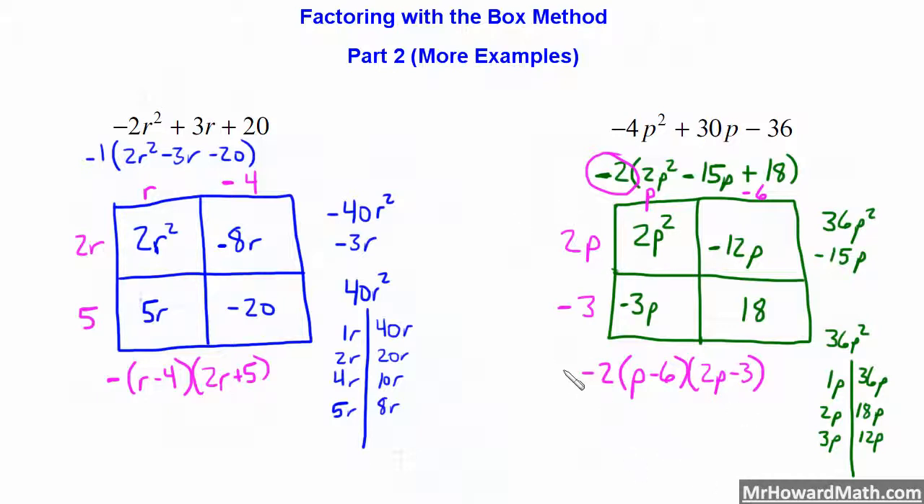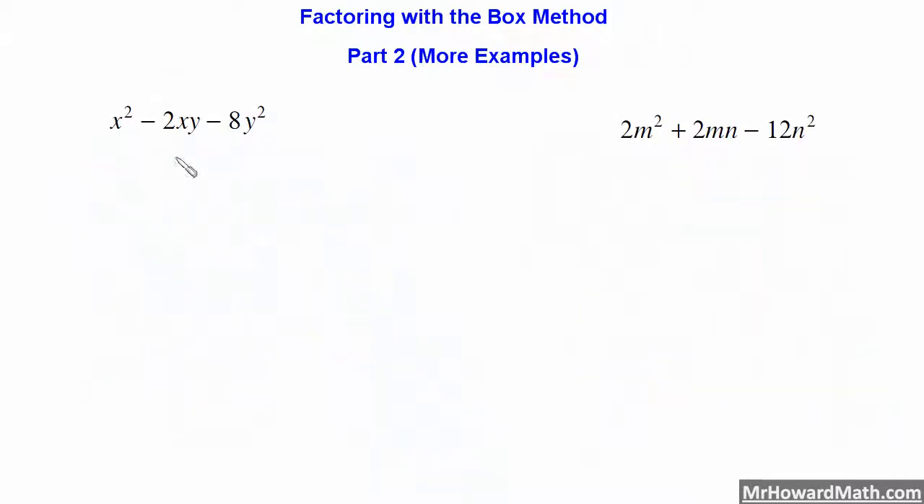Now let's look at a couple other examples. I'll pause the video and we'll look at some examples that have more than one variable in them and how we can use the box method to work with those. Okay, now we have 2 additional examples. This one right here is a little more basic, and this one right here is a little bit more complicated. So let's get started on this more basic one first.